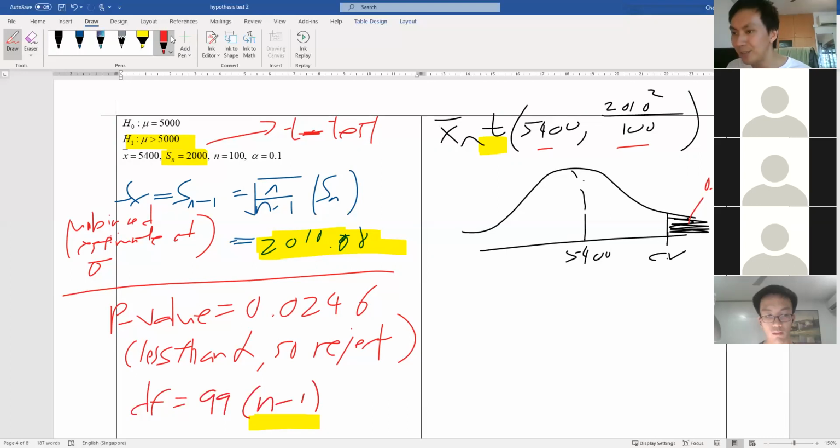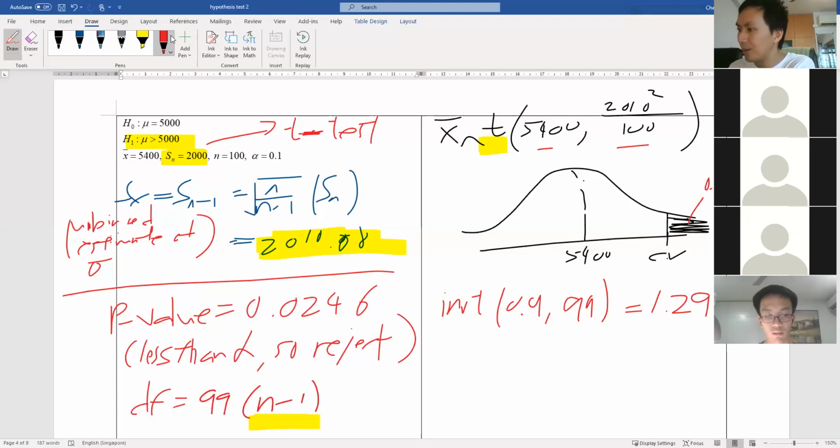The INVT function in the GC: Statistics, then Distributions. It asks you for area and degrees of freedom. So that will be inverse t, 0.9, then degrees of freedom is 99. This will give you 1.29. 1.29. Everybody got this? Yep.